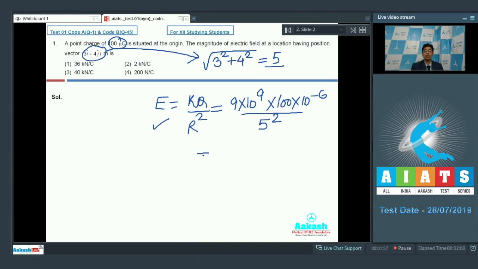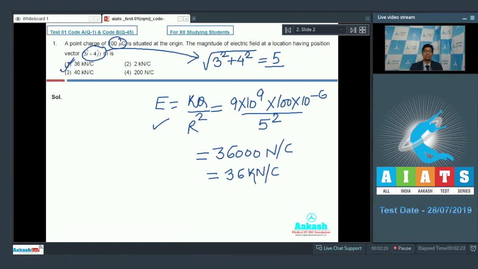Dear students, on solving this fraction we get a value of 36,000 Newton per coulomb or 36 kilo Newton per coulomb. So therefore the correct answer for this particular question should be option number 1.